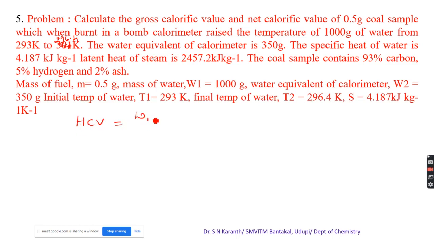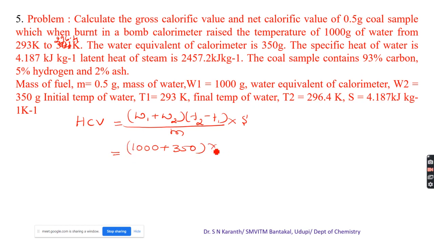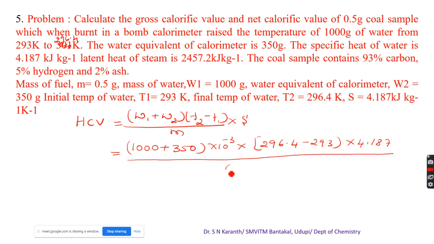HCV is equal to (W1 + W2) × (T2 − T1) / (M × S). So W1 is 1000 plus 350, you can multiply this by 10 to the power 3, into (296.4 − 293), into 4.187, divided by the M value, that is 0.5 × 10^-3.